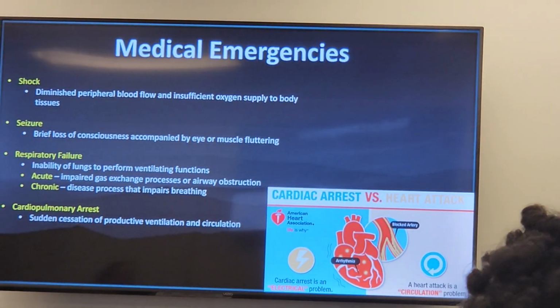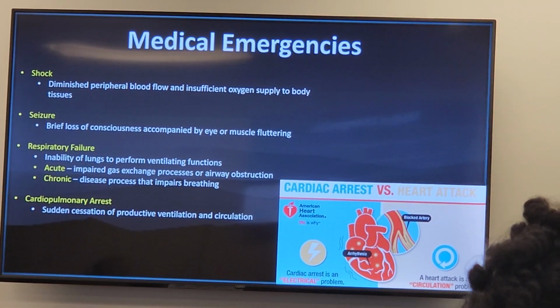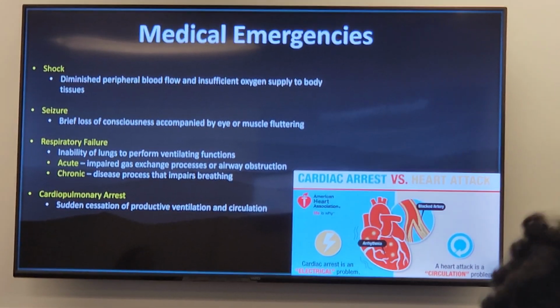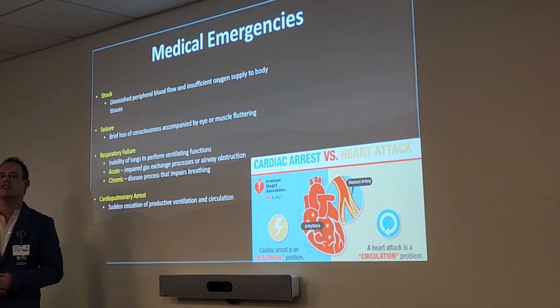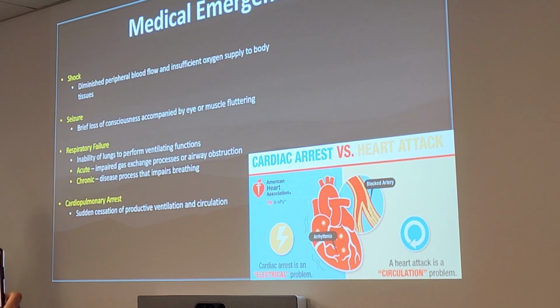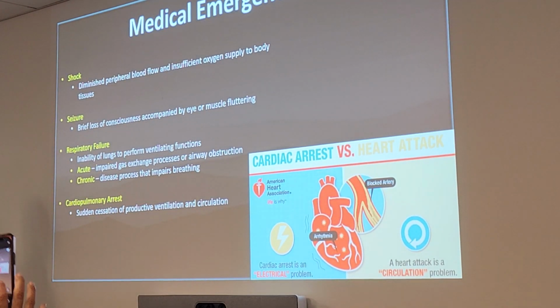Seizure, that's a brief loss of consciousness. It's accompanied by eye or muscle fluttering or convulsions. Respiratory failure, the definition is the inability of the lungs to perform ventilating functions. We have two types of respiratory failure, acute and chronic. Acute is the impaired gas exchange process or airway obstruction specifically, while chronic is the disease process that impairs breathing, like emphysema or pneumonia, things like that.